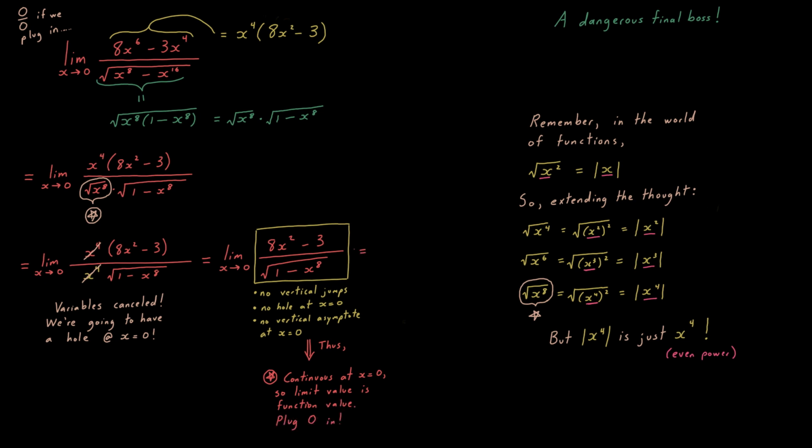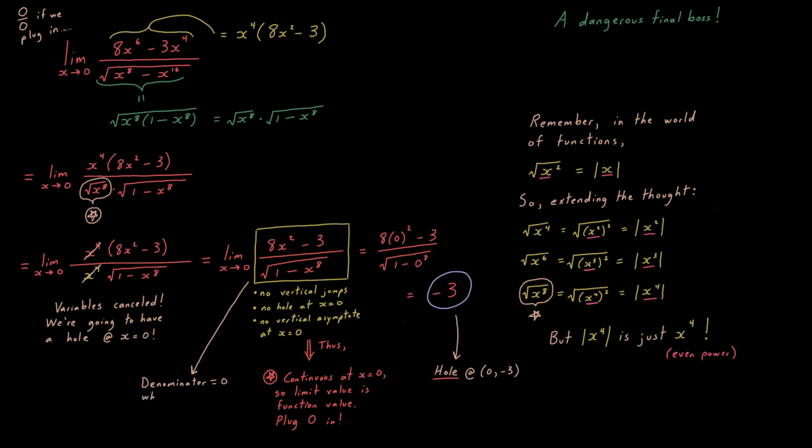We throw that 0 right on in, and we get, I believe the mathematical gods are telling me, negative 3 over 1, which is negative 3. I'll circle that in violet. And again, don't lose sight of the geometric, graphical stuff. That means we have a hole at 0, negative 3 in the original.